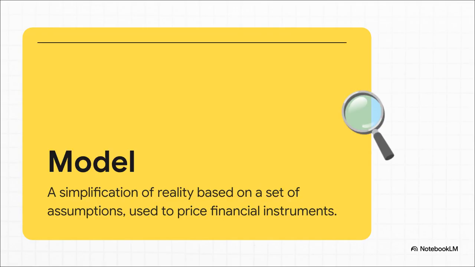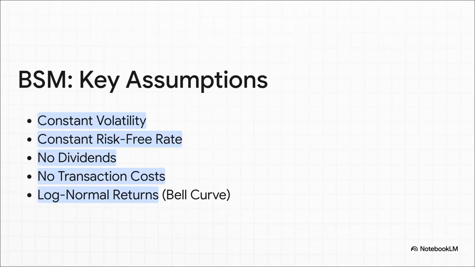So what exactly is a model? Well, the keyword here is simplification. It is a simplified version of the real messy world. It's a mathematical framework that's built on a foundation of very specific assumptions. And its whole purpose is to take all the chaos of the market and boil it down to one single useful number, a price. And the most famous model of all is Black-Scholes-Merton.